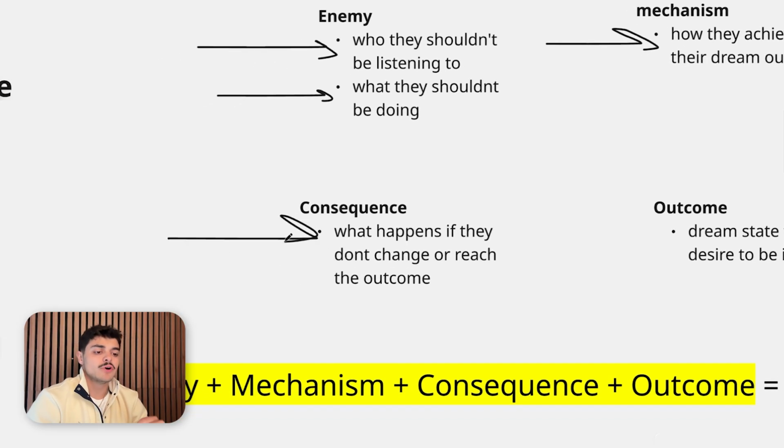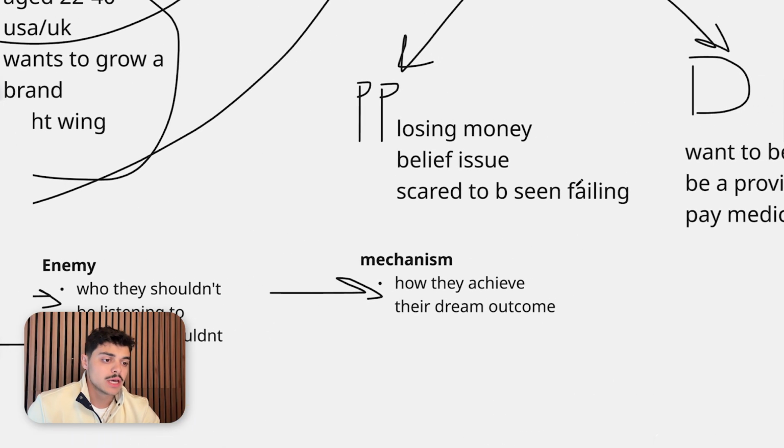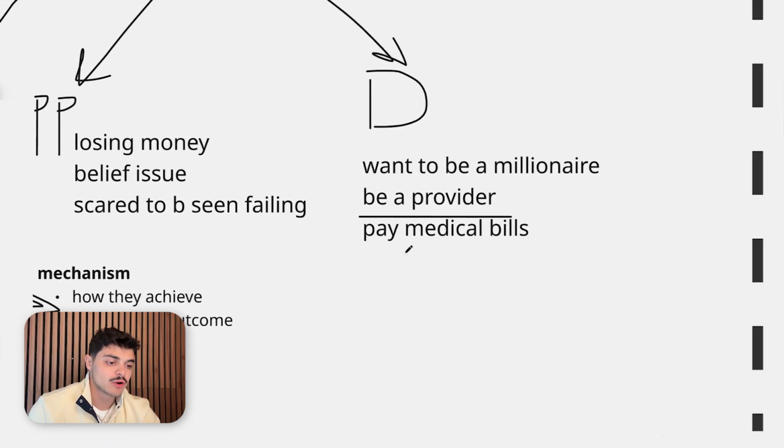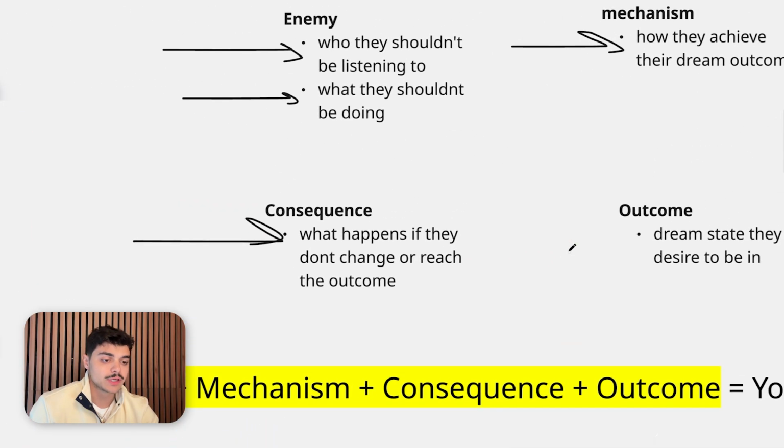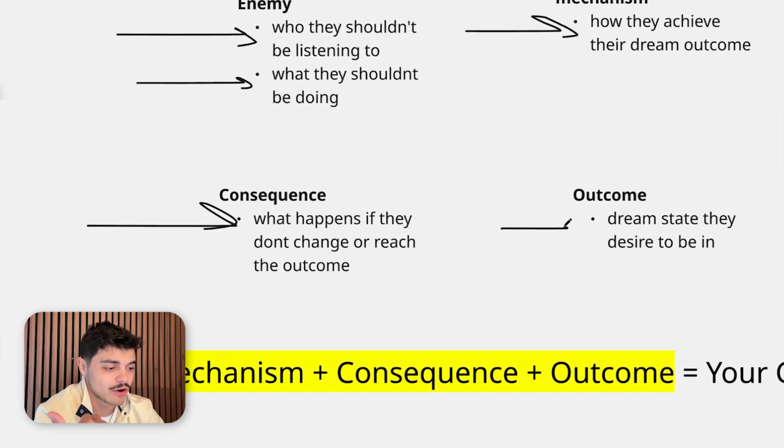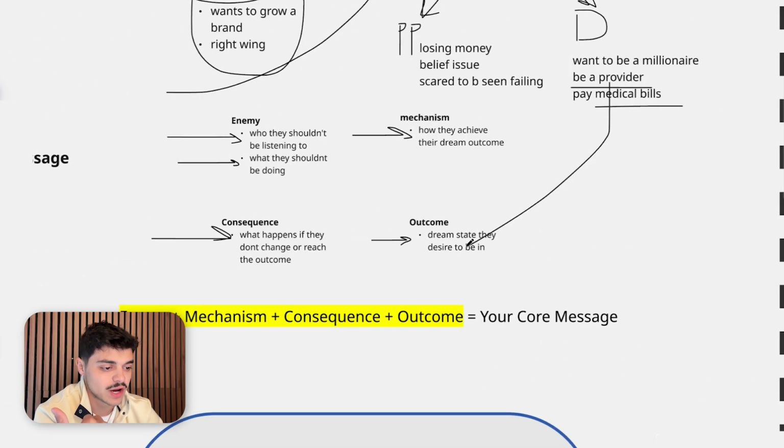Consequence, if you do not make a change, if you do not do these things that we are talking about, you're not going to reach the dream outcome of being a millionaire and being a provider and paying those medical bills, because it requires work. It requires actually doing the thing, okay? And the outcome is really just this desire and the lack of these problems. No more problems and the achievement of the desire, okay?